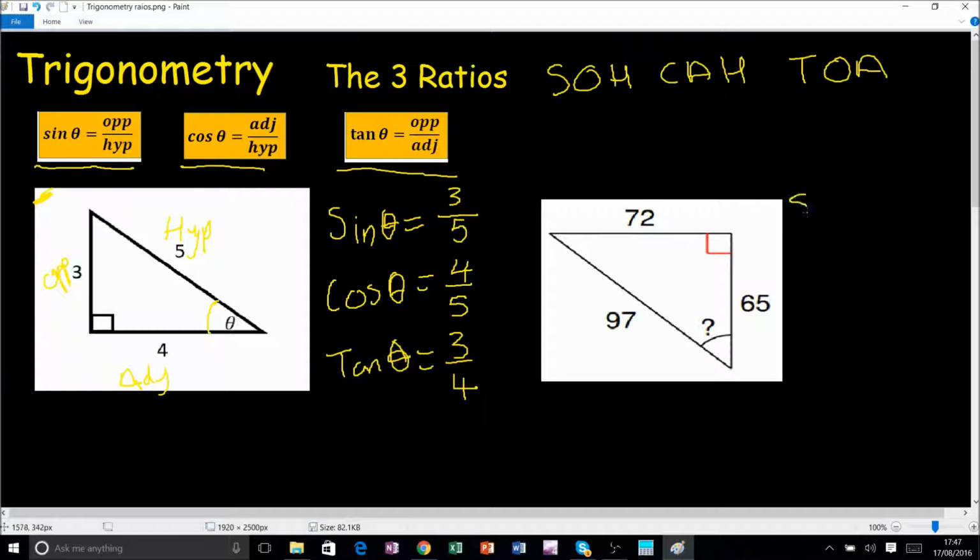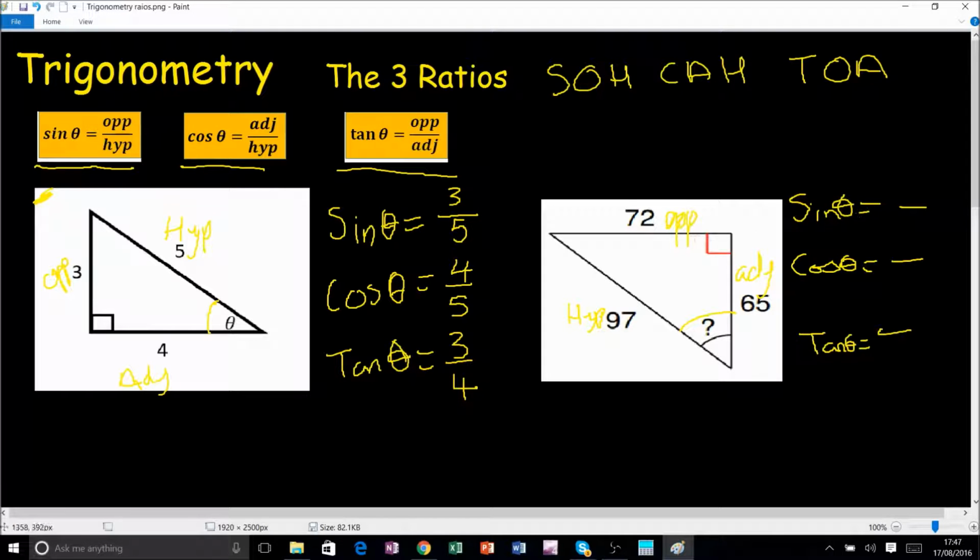Here we can do exactly the same thing. Cos theta is equal to that, and then tan theta is equal to that. First off, let's name our sides. Remember, the opposite is always opposite of the angle given. This is the angle that's given, or our missing angle, so this must be our opposite. The side opposite the right angle is the hypotenuse. And then we've got the adjacent left over.